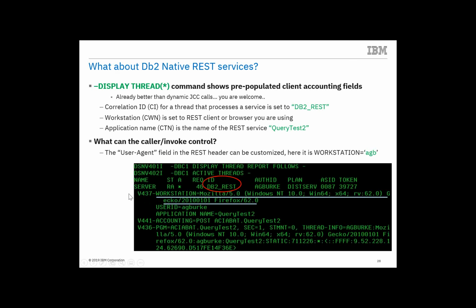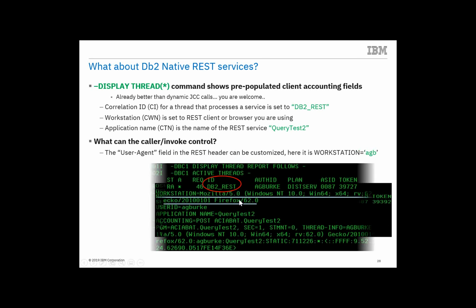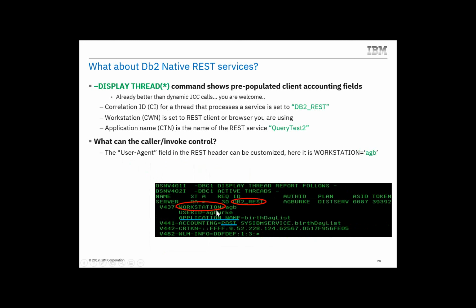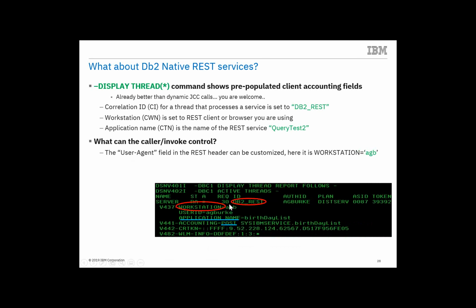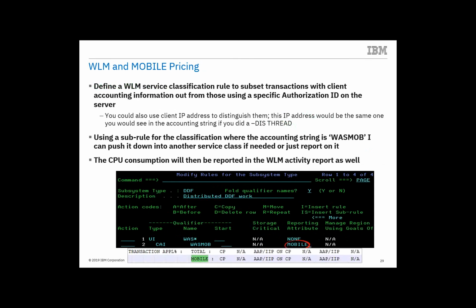But if there's something else you want to manage, like to understand who's making the call, the one field you can manipulate is user agent. So you can change this in the header field of the REST call. And if you say user agent equals AGB, for instance, then what's going to change is the workstation name. Normally it's going to be whether Internet Explorer or Firefox or whatever web server or browser you're using. Instead of that, I can override it and put this field. So that's really the only one you're in charge of on the customer end.